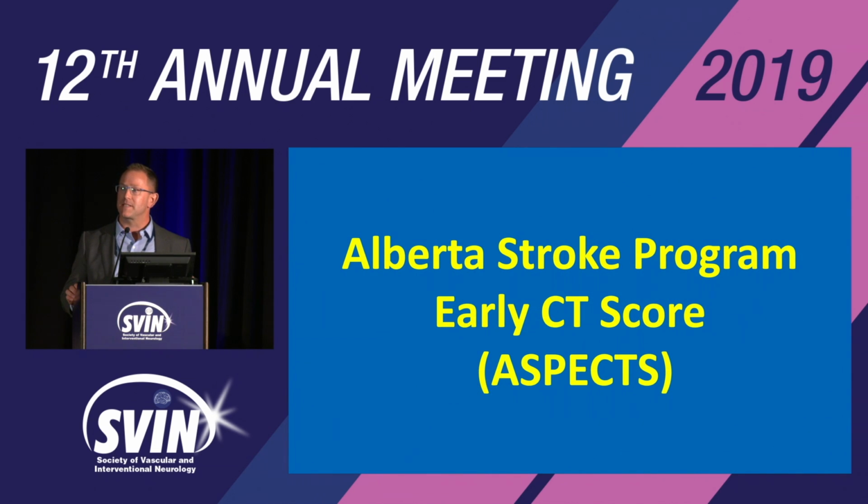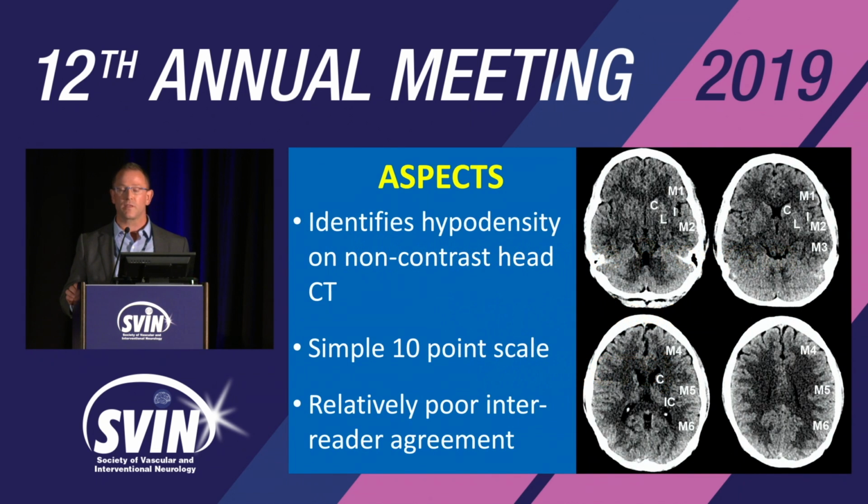ASPECTS is something I'm sure everyone here is familiar with. It's a 10-point scale, and you are assessing for the degree of hypodensity throughout the brain. These are the standardized regions you can see on the figure. It's very important that you read the whole brain, and you should be looking for hypodensity that involves greater than 50% of each region. If you restrict yourself to individual slices, you will overcall the ASPECTS, and that's important not to do. This technique works, it's quantitative, but it does suffer from relatively poor inter-rater agreement.